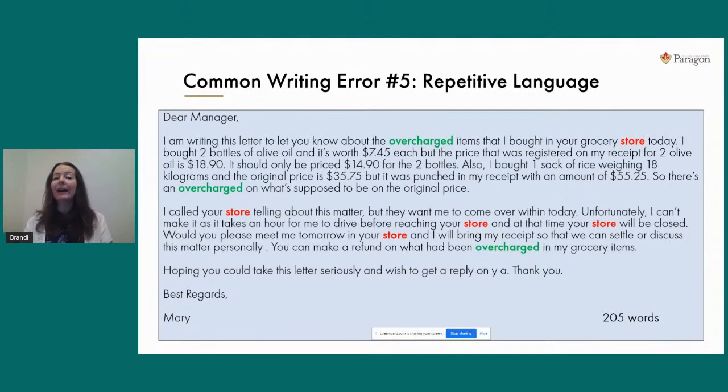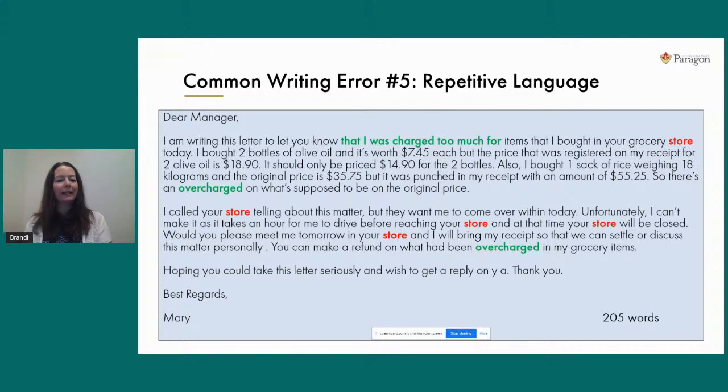You can see it's been used 5 times, and the word store on its own is already a pretty common and everyday word. So we can do better than that. We need more variety. We also want more precision, more specific ideas. So if you look at that first sentence there, where it says, I'm writing this letter to let you know about the overcharged items. Can we just rewrite that? So I'm writing to let you know that I was charged too much for items that I bought. Meaning is exactly the same, but now we're using our own vocabulary, so that's the better way to go.